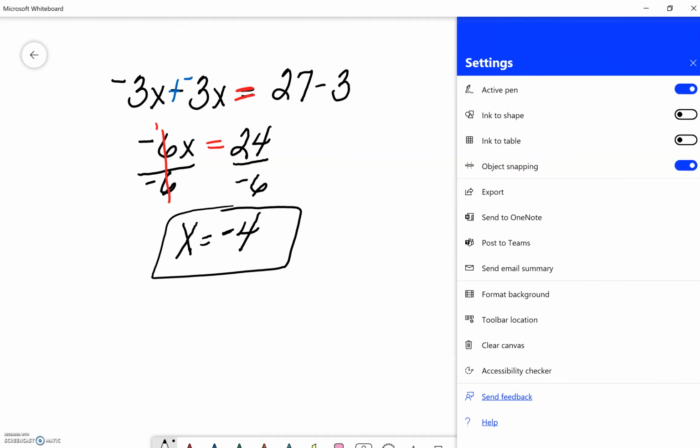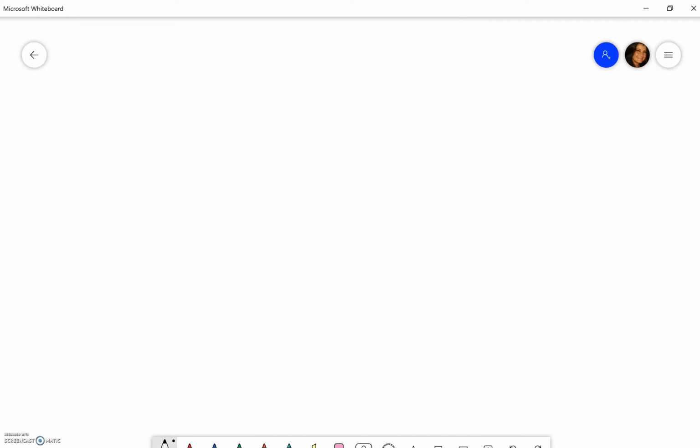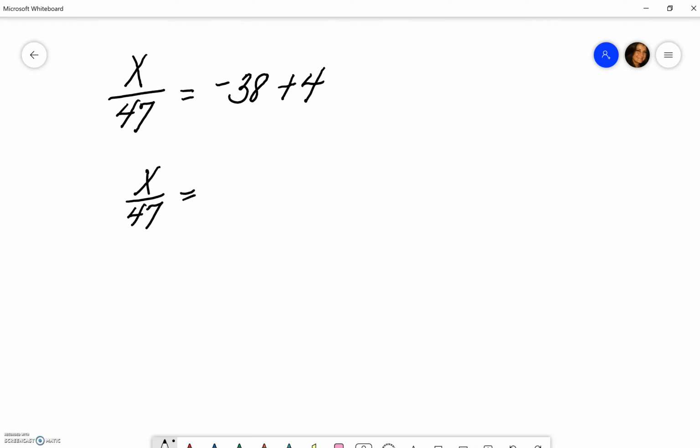All right, let's try another one. So if we have something like x over 47 equals a -38 plus 4. Well, immediately I can see on this left side of the equation, I can go ahead and subtract that. So let me just rewrite this because I'm not going to do anything on this side. But on the other side, I'm going to subtract it and take the sign of the larger number.